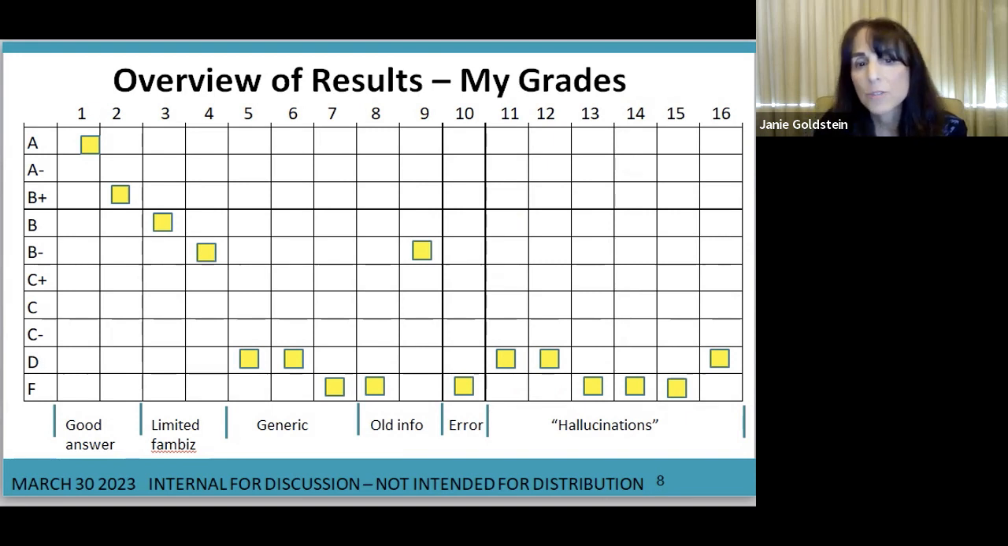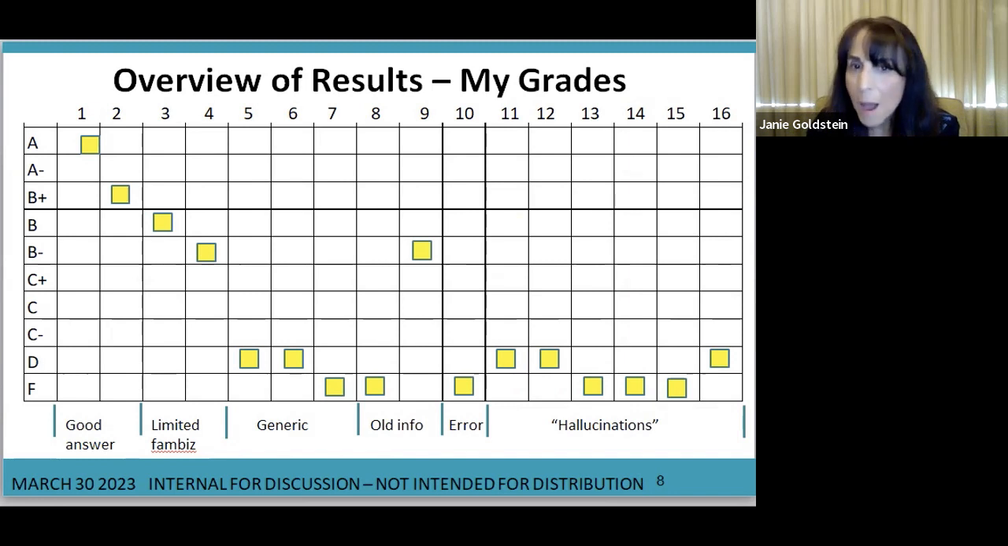And you'll notice that the first 2 I thought were pretty good answers, and I graded them as such. The next couple of ones, columns 3 and 4, I thought had very limited family business concepts incorporated in them. And then the next few I explain in the next few slides why I thought they were very generic or had old information or errors or hallucinated. And I'll get into hallucinations.